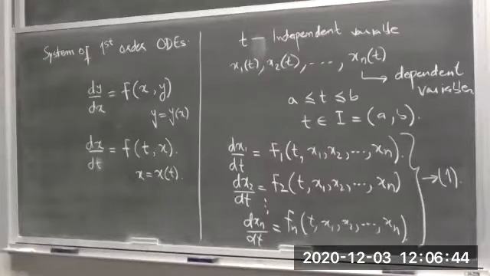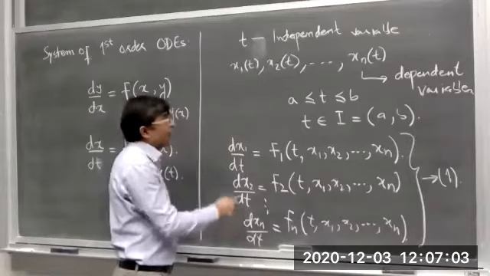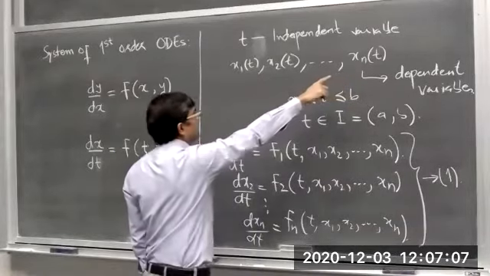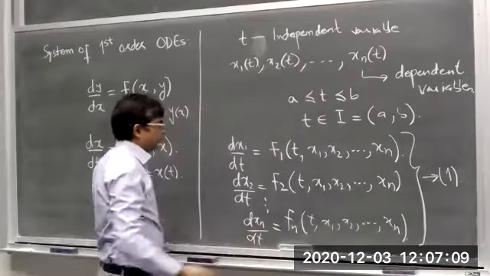Is there any question, Gigi? Sir, in this, f1, f2, fn, are these all first derivatives, dx1 by dt and dx2 by dt, or is dx2 by dt a second derivative? No, the x1, x2, xn, they are n dependent variables. They are not derivatives. They are different variables.